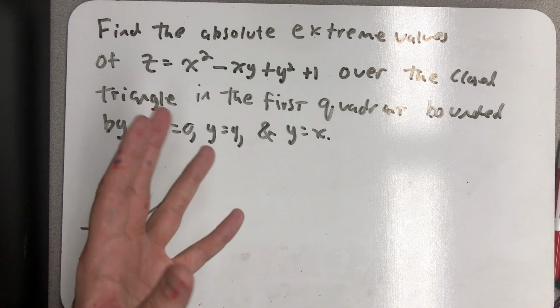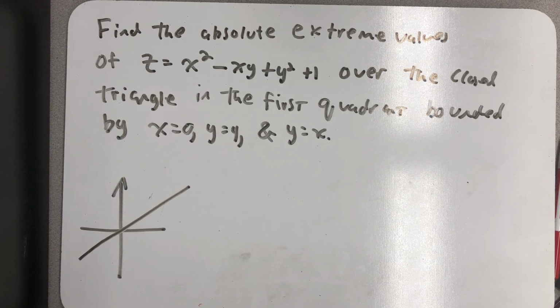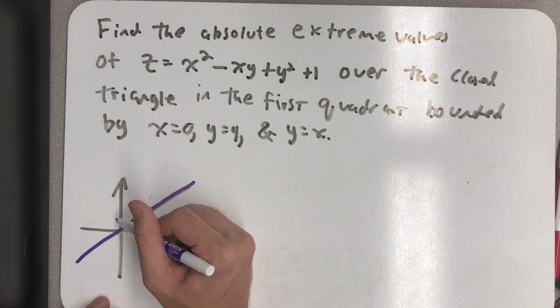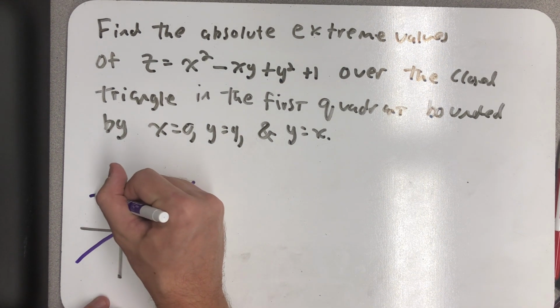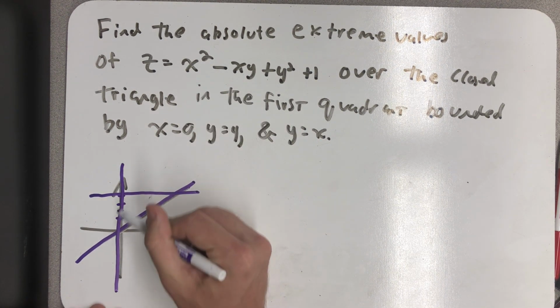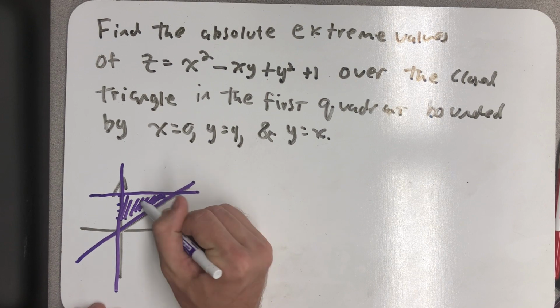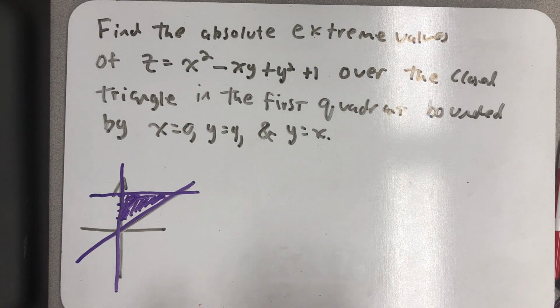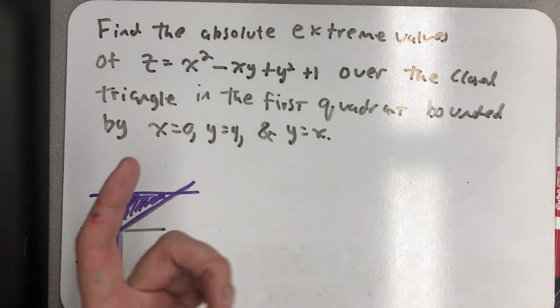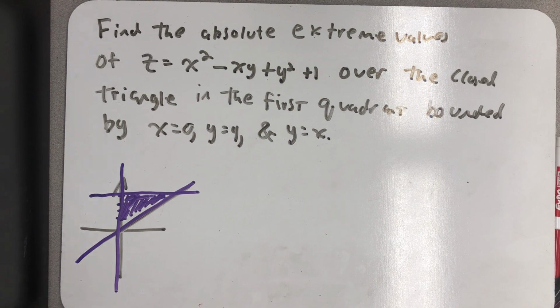So in this example, we're given z equals x squared minus xy plus y squared plus 1, and we're asked to find the absolute extreme values over the closed triangle in the first quadrant bounded by y equals x, which I've already graphed, y equals 4, and x equals 0, the y-axis. So here's my finite closed region, and I can imagine that this surface is some surface above it. So let's look for critical points in the domain.